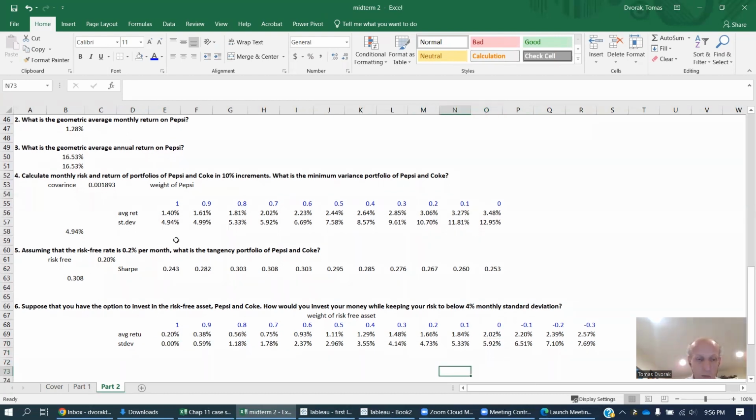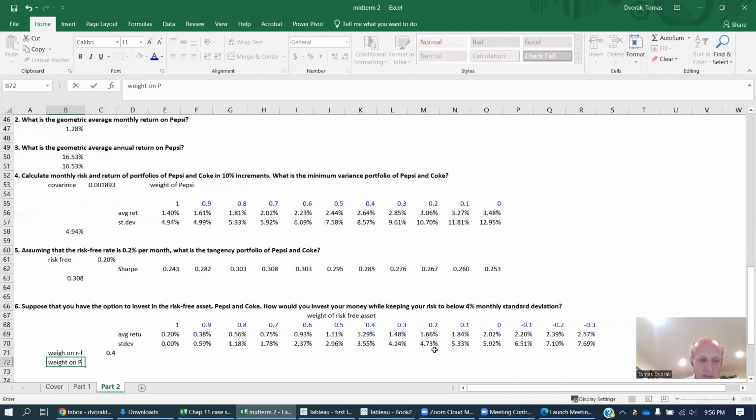Fantastic. If I want to invest my money while keeping my risk below 4%, what do I need? I need to actually invest 0.4 in the risk-free asset. So the weight on risk-free is 0.4.